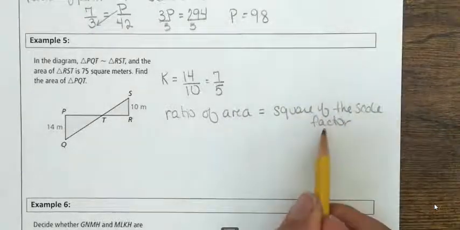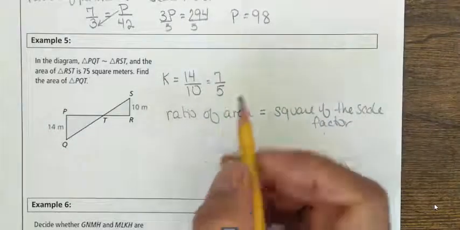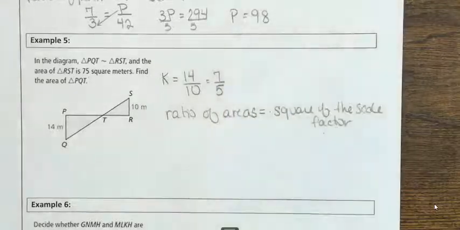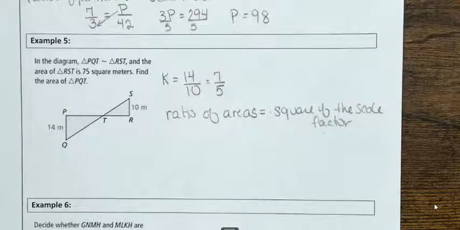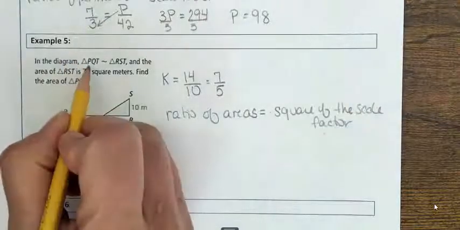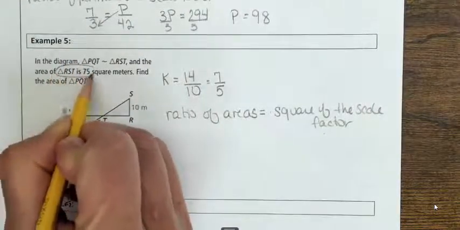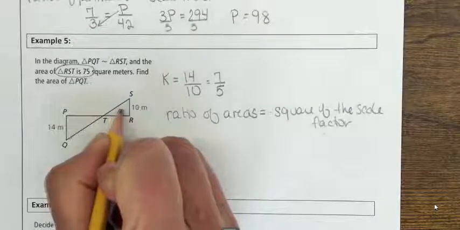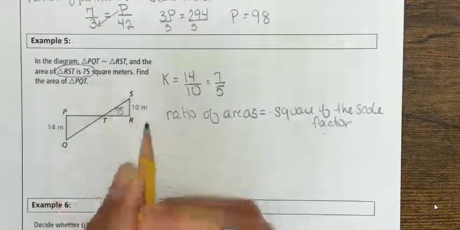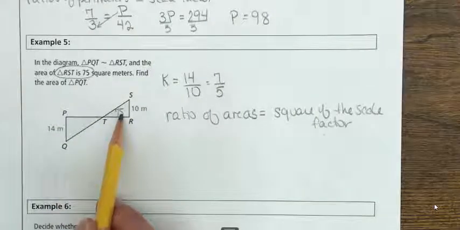So basically that's like k squared. Okay? All right, so the ratio of the areas. All right, well, let's see what we have here. We were given that the area of triangle RST is 75 square meters. So this triangle here is 75 square meters. And that's our smaller one, okay?